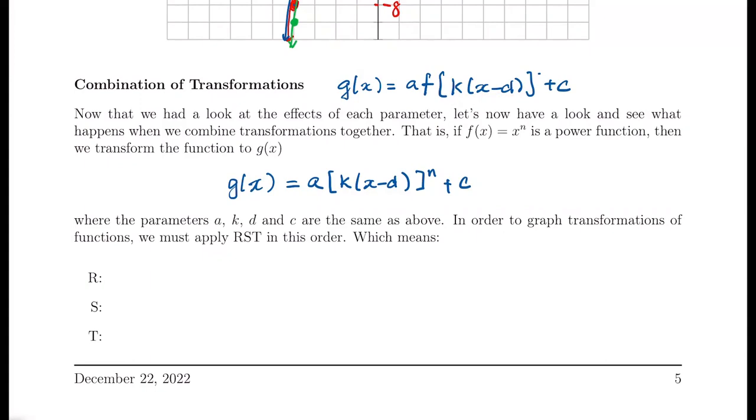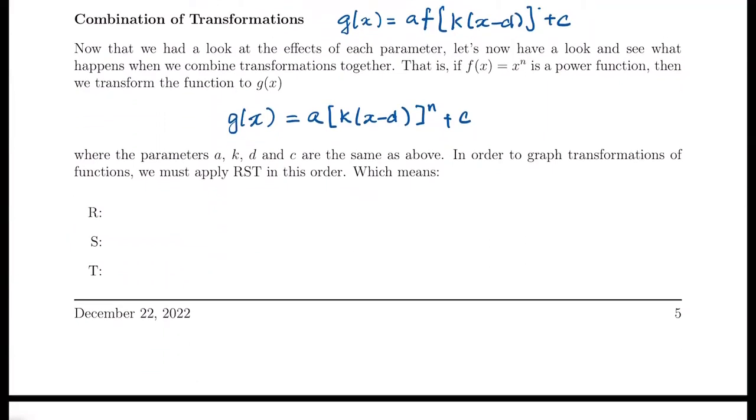So in order to graph transformations of functions using all four parameters, we must apply RST in this order. The R here means reflections always come first. And then S would represent the stretches and compressions.